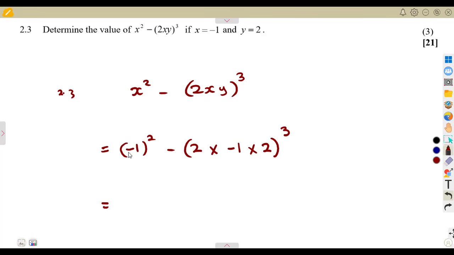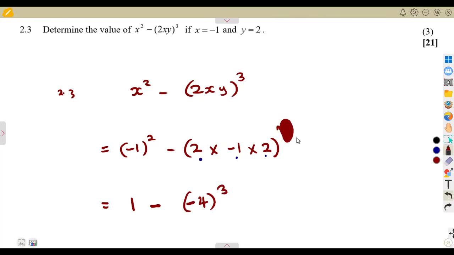All right. So negative 1 to the exponent of 2 is just going to be positive 1 on your calculator, because a negative raised to an even number becomes a positive. According to this, you have to simplify what is inside of the bracket first. That's 2 times negative 1 times 2, so there we obtain a negative 4 being raised to the exponent of 3.